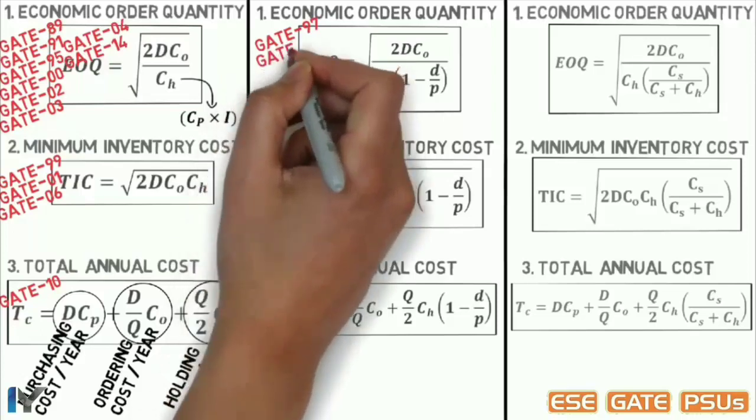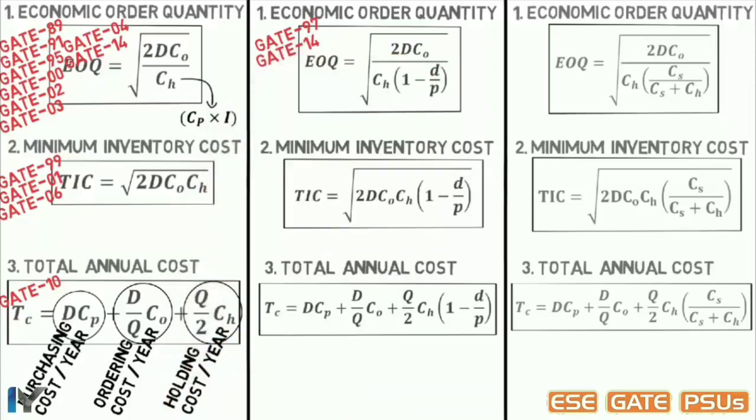In another set of GATE 2014, all the values were given along with the production and demand rate. They asked a frequency for second model. So first find EOQ and then find frequency or time interval by using formula EOQ upon demand.